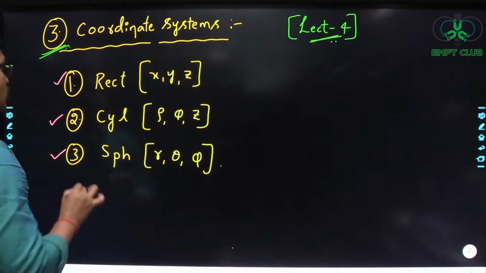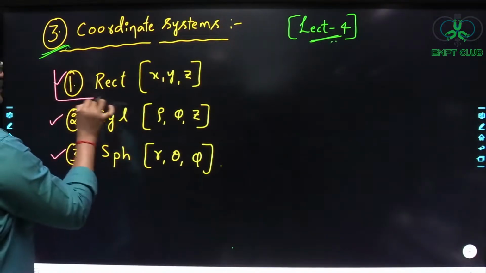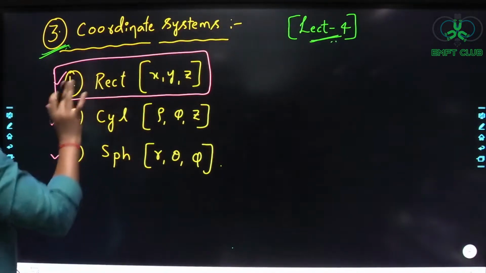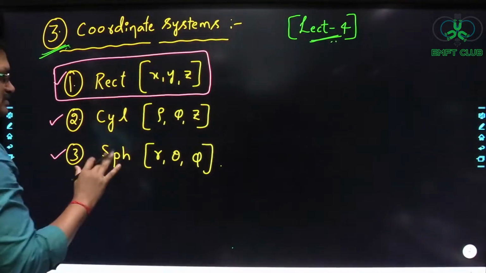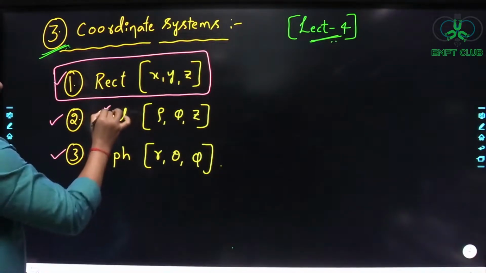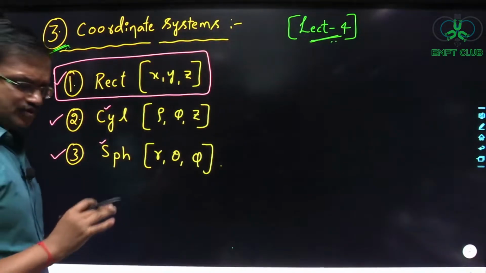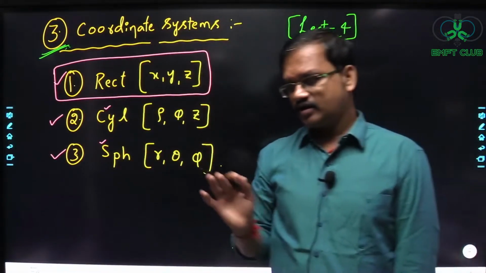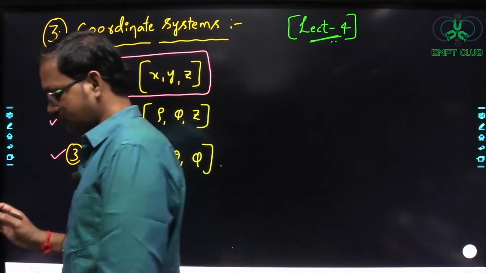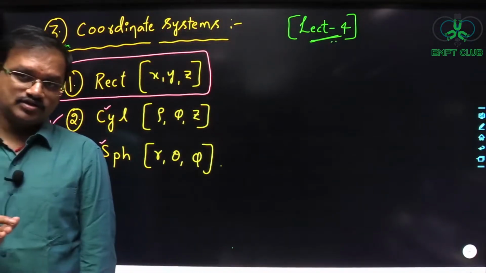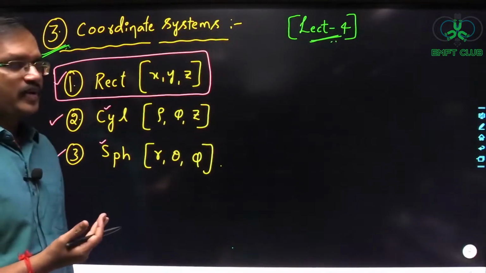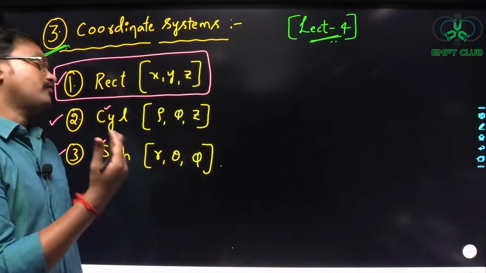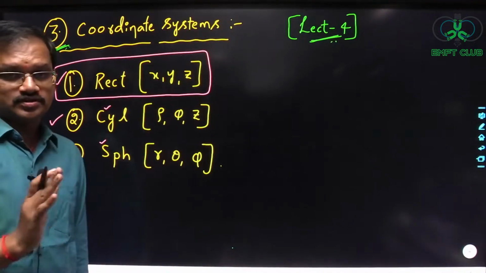I hope you are very much familiar with the rectangular coordinate system, so we'll go briefly through it. We'll study the cylindrical and spherical coordinate systems in depth, and each and everything we will study in detail. But the rectangular or Cartesian coordinate system you are very much familiar with. So we will spend less time on the rectangular coordinate system when compared to the other coordinate systems.